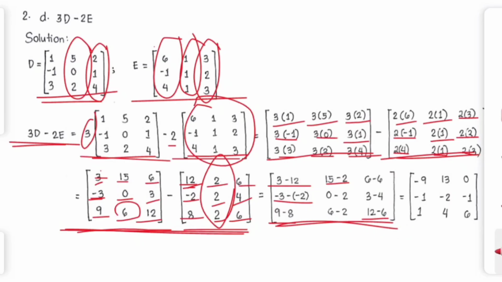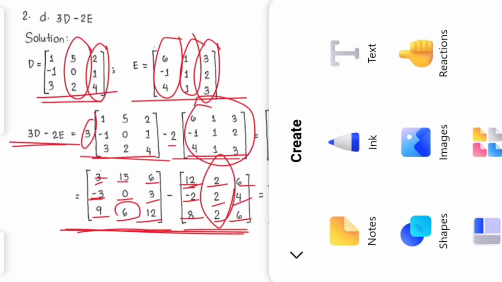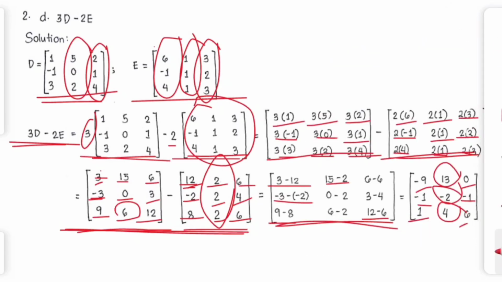So we have known that 3 minus 12 is equal to negative 9. And then negative 3 minus negative 2 is equal to negative 1. And 9 minus 8 is equal to 1. And then 15 minus 2, of course, is 13. And then 0 minus 2 is equal to negative 2. And then 6 minus 2 is equal to 4. Also, we have 6 minus 6 is equal to 0. 3 minus 4 is equal to negative 1. And then 12 minus 6 is equal to positive 6.